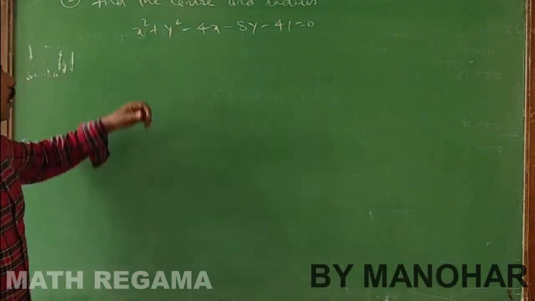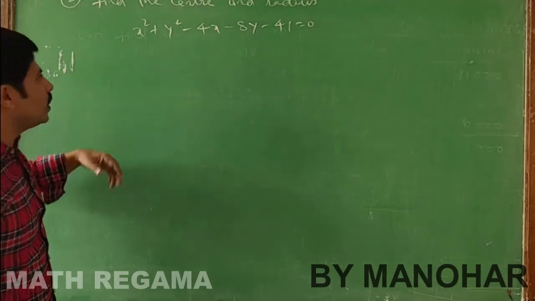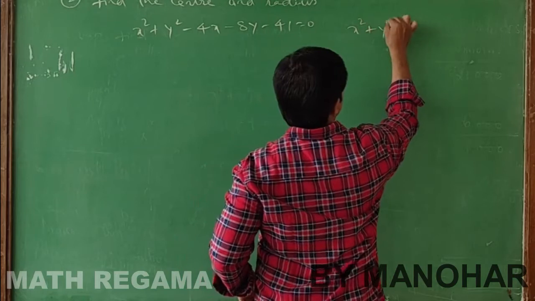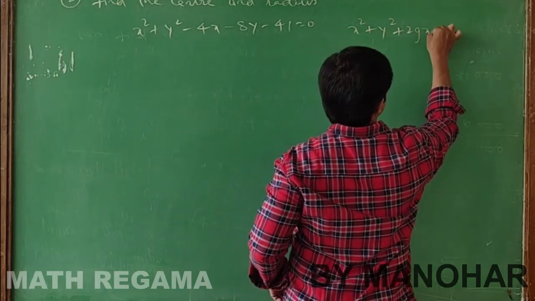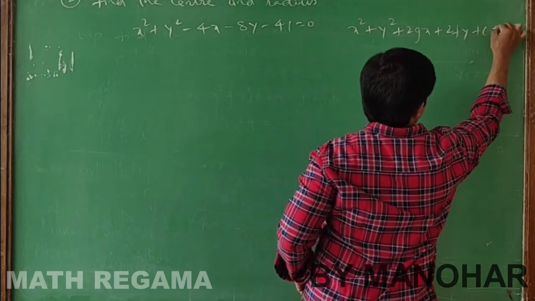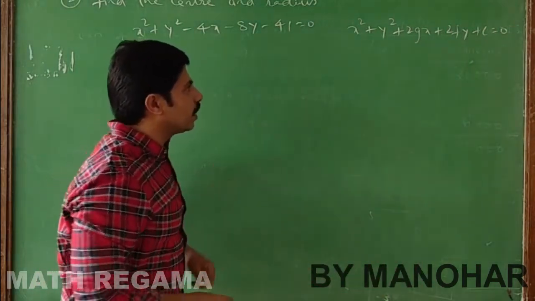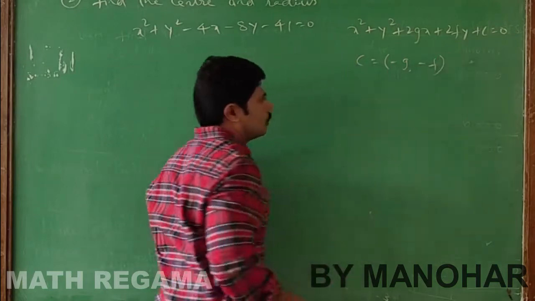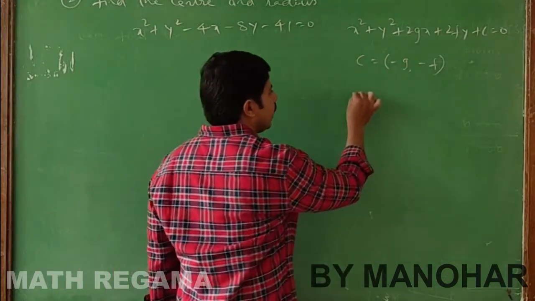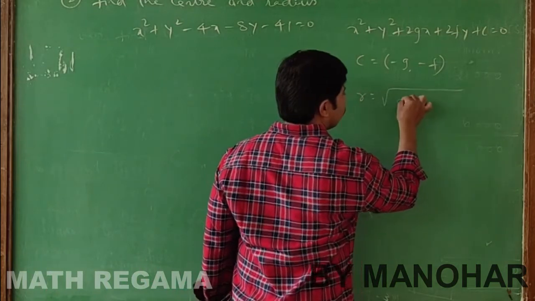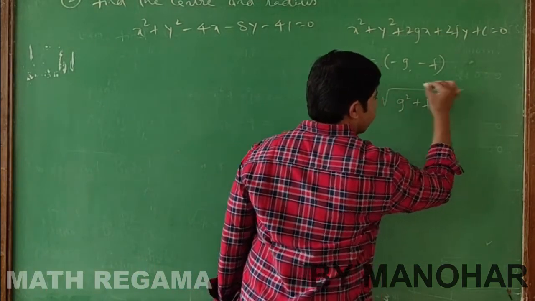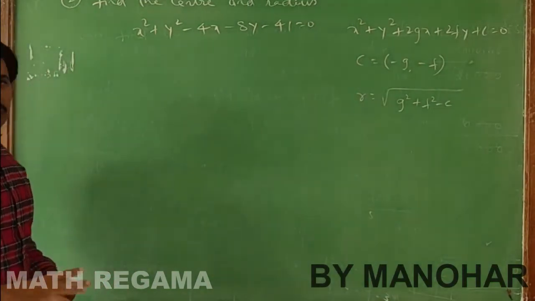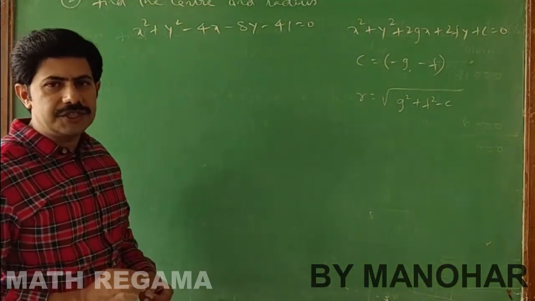So here we have to find out the center and radius. So what is the center for a general equation? Suppose the equation is x square plus y square plus 2gx plus 2fy plus c is equal to 0. Then the center of the circle is minus g comma minus f. This is the center. And radius is under root of g square plus f square minus c. So here, first we find out the center. In order to find the center, we need to find the values of g and f.